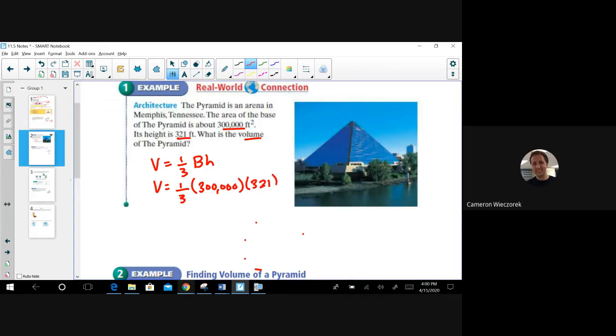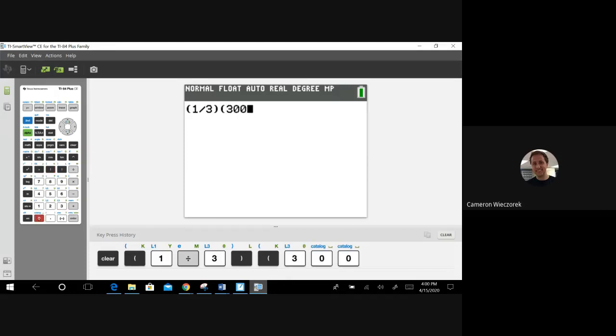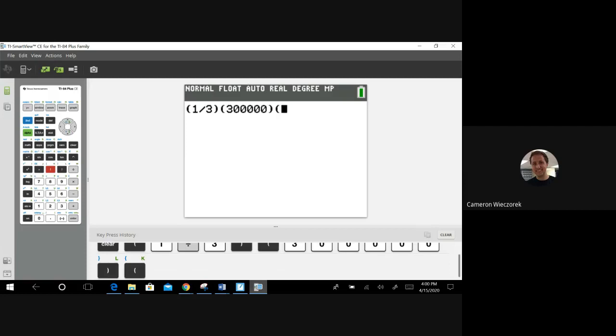So plugging in B and H. In my calculator, you got to make sure that you put the 1/3 in parentheses. 300,000 times, and what was our height? Our height was 321 feet. That's a big number. That's a lot of space inside of that pyramid. 32,100,000 cubic feet.